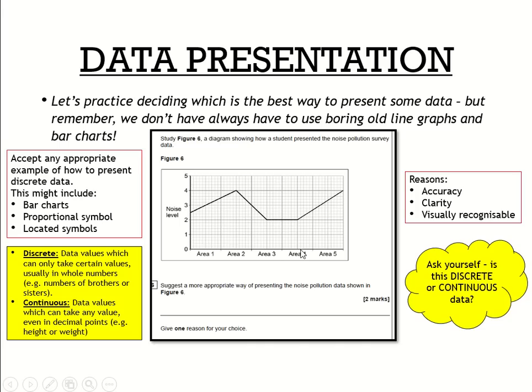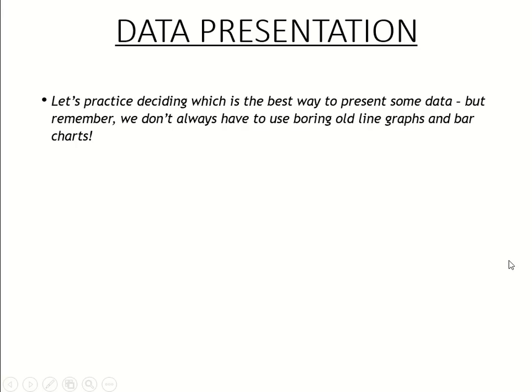And therefore, if it is discrete data, we might include bar charts. We might include something called a proportional symbol, which is essentially where the size of the symbol represents how large the data set is. And that's because of accuracy and because it's very hard to read. It's not very visibly recognizable. It's quite hard to read that graph. So a lot of it will come back to these 2 points here.